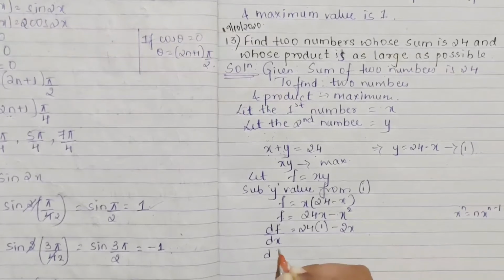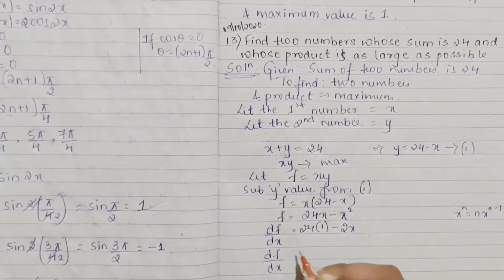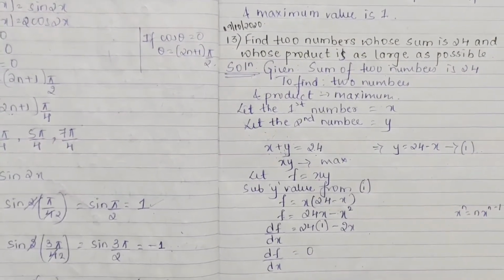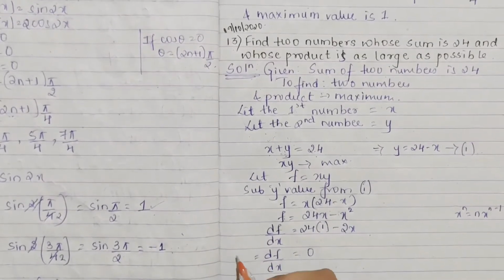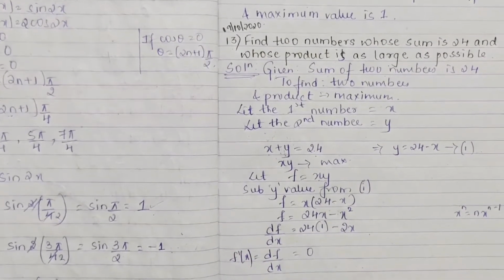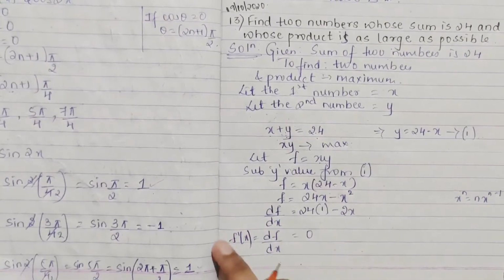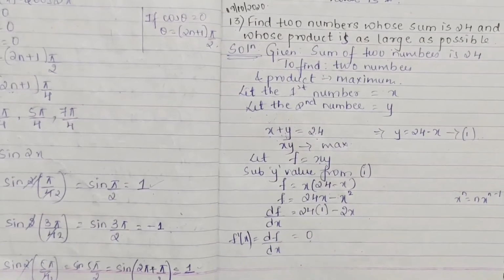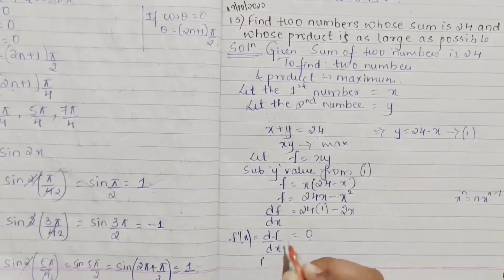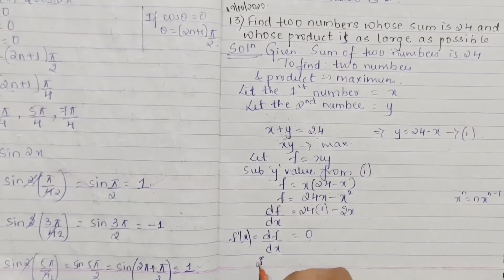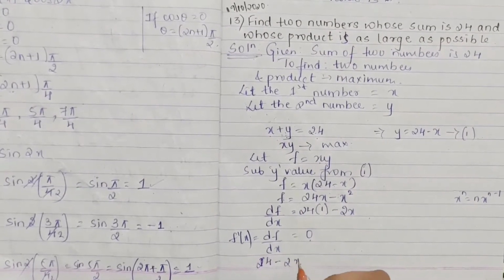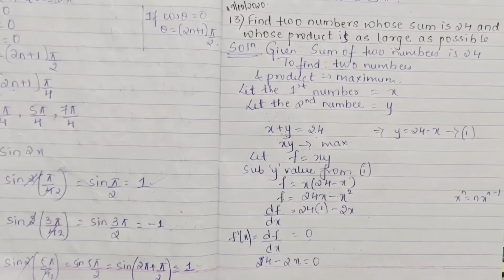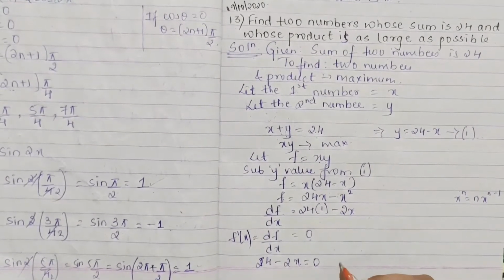Now what do we have to do? You have to equate it to 0. F dash of x, which is our df by dx, we are equating it to 0. So what will we get? F dash of x is 24 minus 2x. 24 minus 2x equal to 0. Find your x value. Simple.